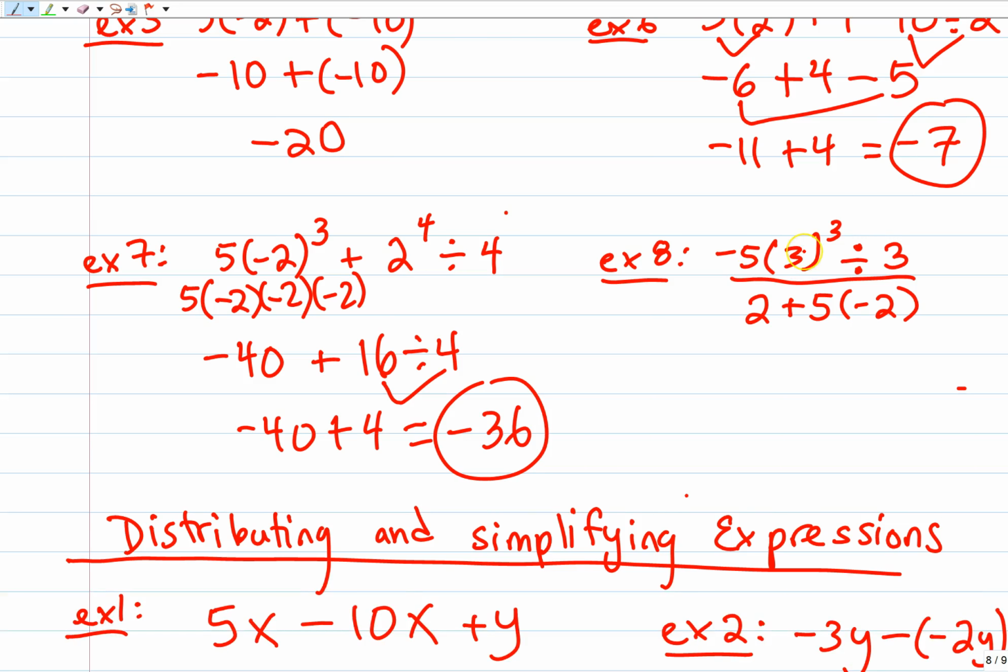What is negative 5 times 3 to the third? I'll give you a hint, it's big.